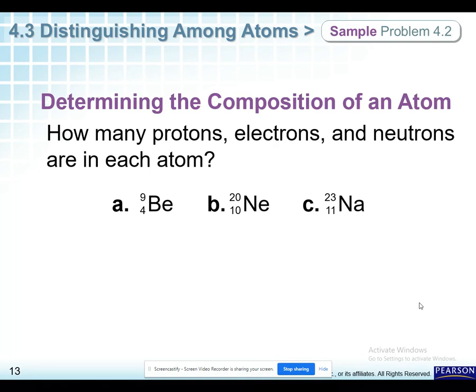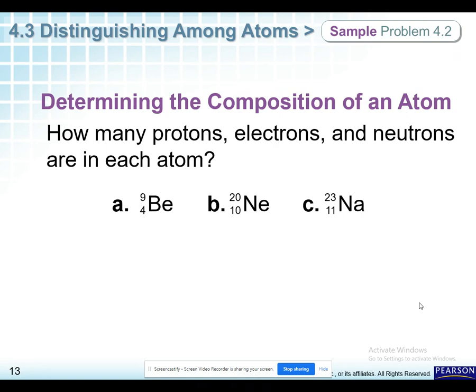So over here we have a couple questions to make sure you are understanding this information. It's asking how many protons, electrons, and neutrons are in each of the following atoms. So why don't you pause this video and try to do these following ones, and then we'll go through the answers and see how you did. So let's pause it right now.